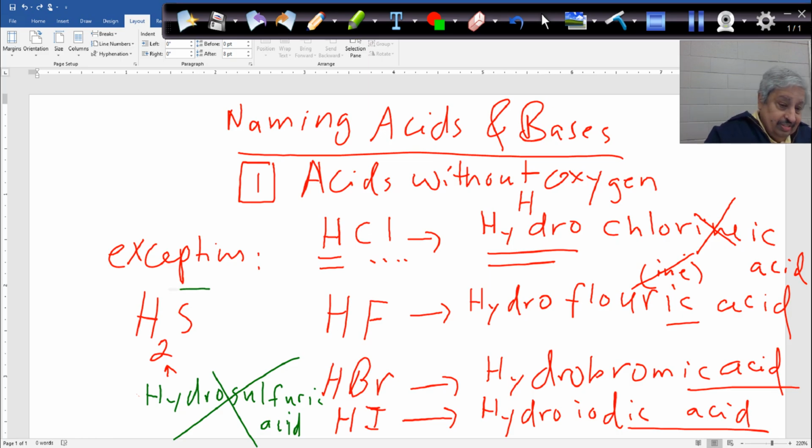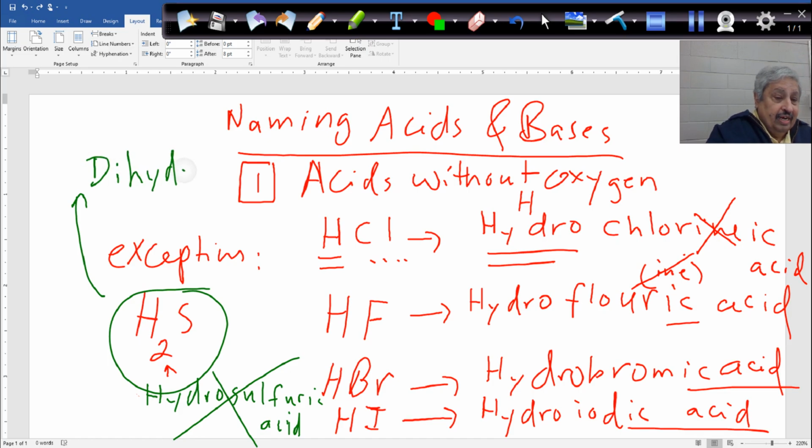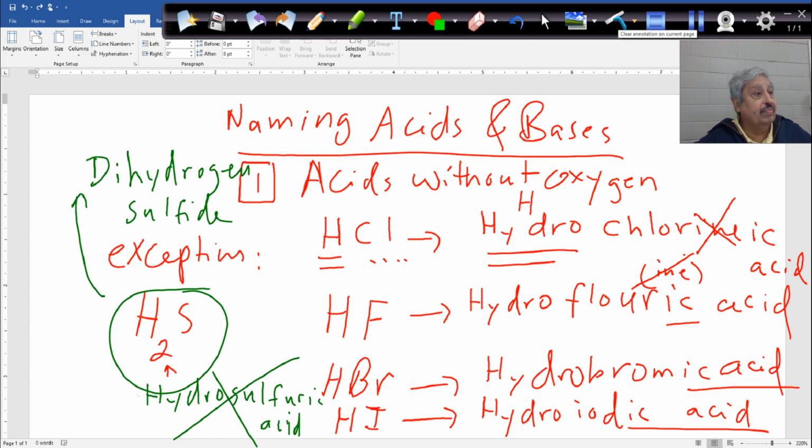So what we do with this, we say it's hydrogen sulfide or dihydrogen sulfide. We know it is an acid, but it is not used with ic acid like sulfuric acid. We will not call it hydrosulfuric acid. Since it does not have an oxygen, we name it as we name a covalent compound, dihydrogen sulfide. Okay, guys, that's the first one. Everybody has this?